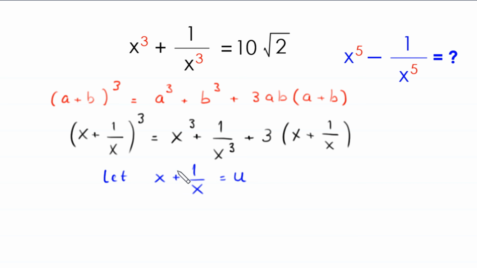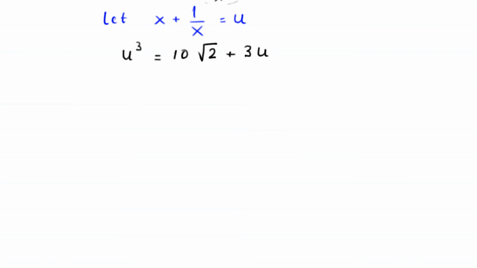So this equation will become u cubed equal to, in place of this x cubed plus 1 over x cubed, we write this value 10 times root 2. This will become 10 times root 2 plus 3 times u. Move these two terms to the left hand side, then this will become u cubed minus 3 times u minus 10 times root 2 equal to 0.